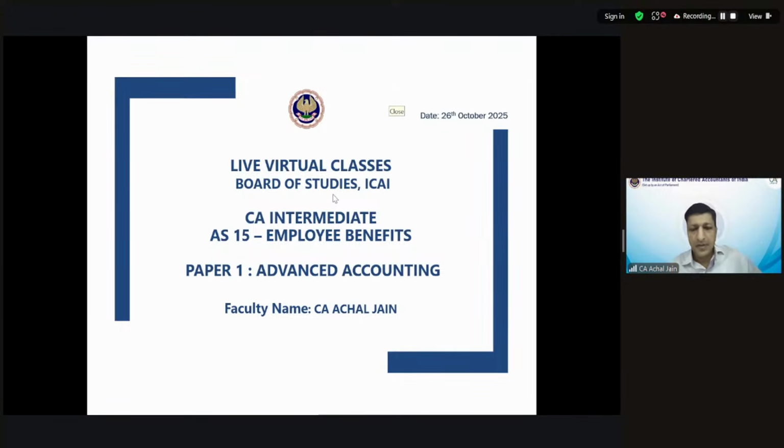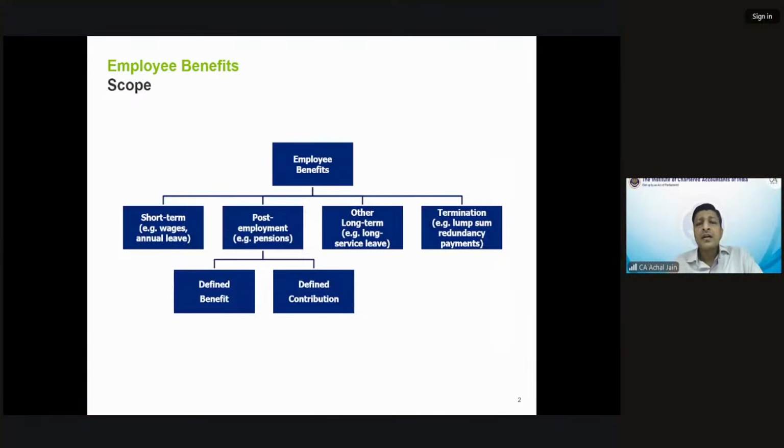All right. So let's do a quick recap of the discussions that we have had around AS15. In the previous session, we talked about employee benefits, correct? Now, what are employee benefits? Can you just quickly help me understand? What are employee benefits? Over to you.